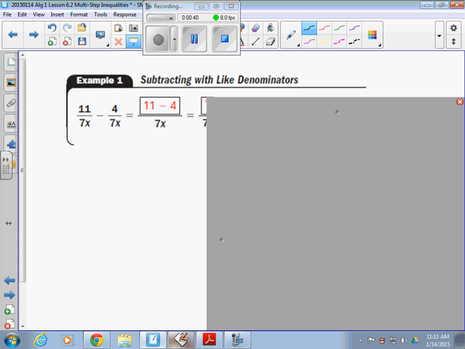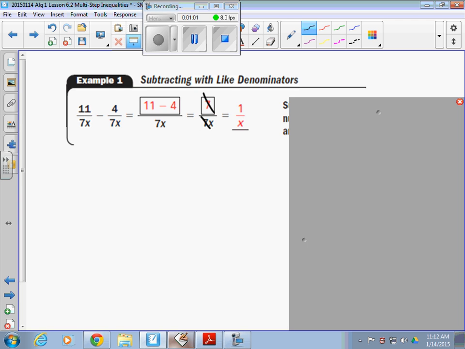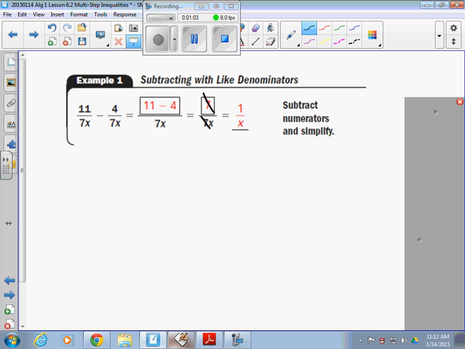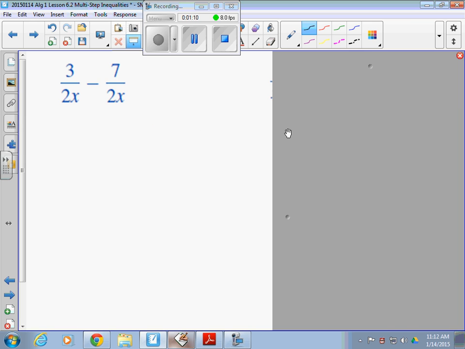So when you subtract, you keep that bottom number the same, 7x, and you simply subtract 11 minus 4. We know 11 minus 4 is the number 7. So you have 7 over 7x. You can cancel out 7 over 7. And 1 stays on the top, because if you put 0 on the top, then everything's going to turn into 0. 1 stays on the top, and it's over x. So subtract numerators and simplify. Keep the bottom number the same, and just simplify 7 over 7.